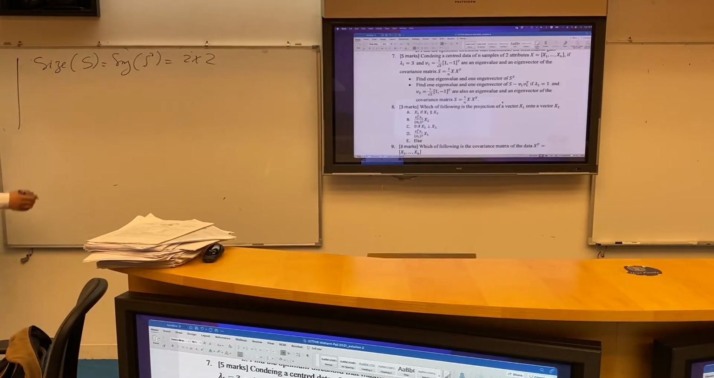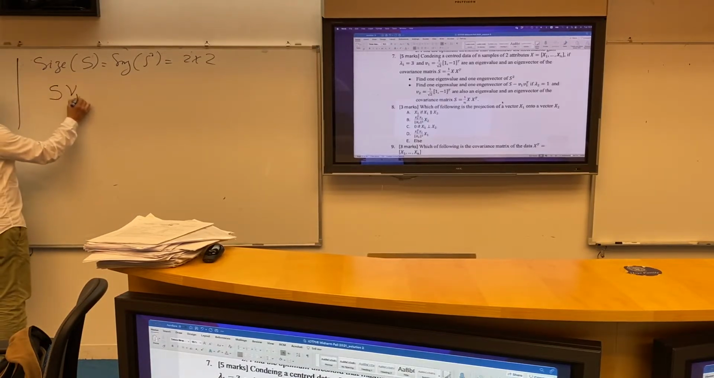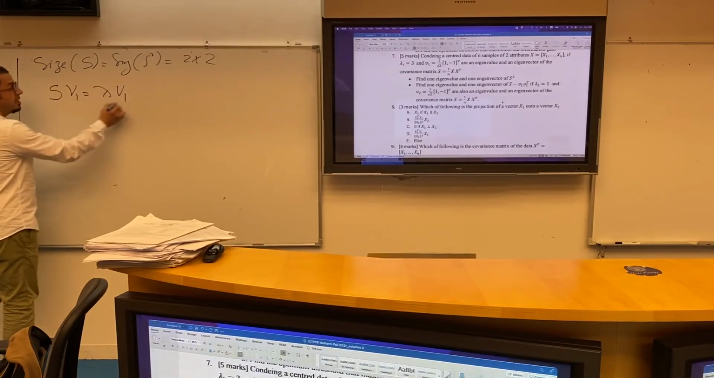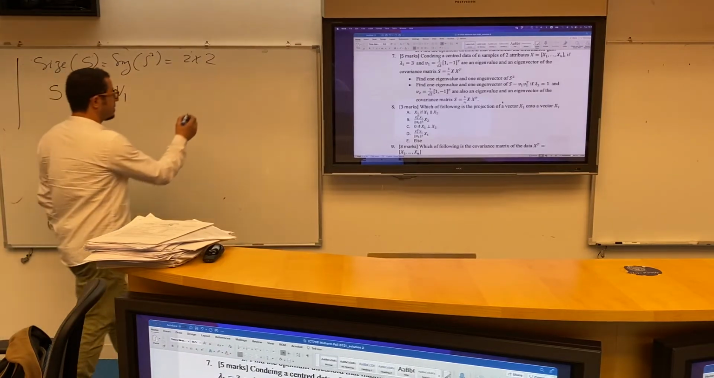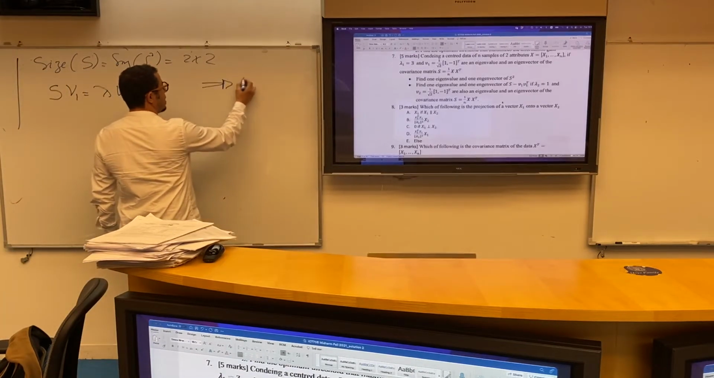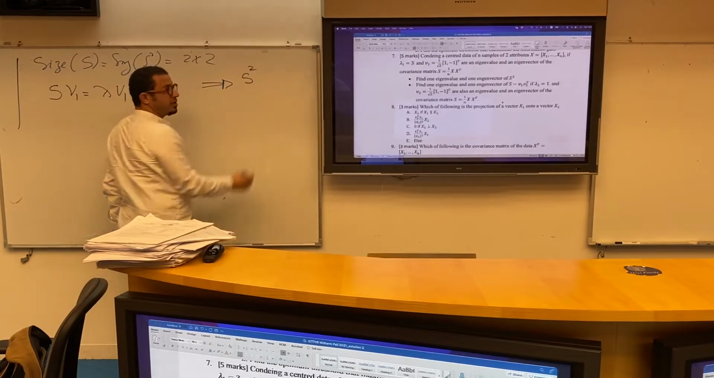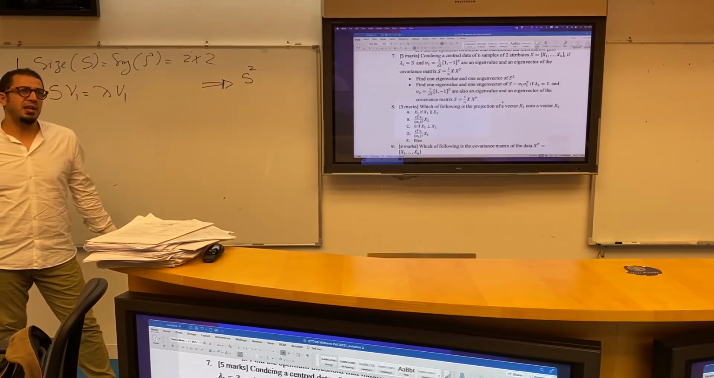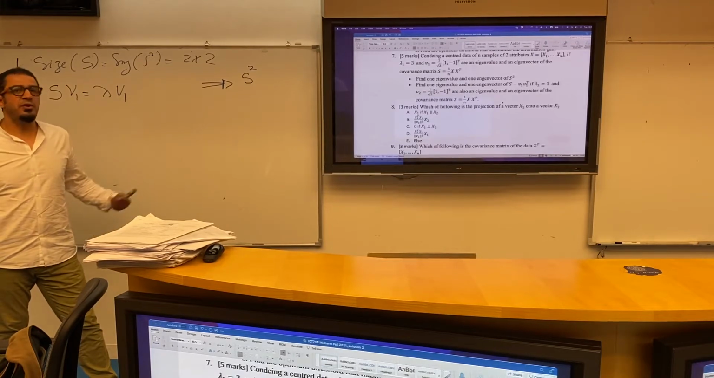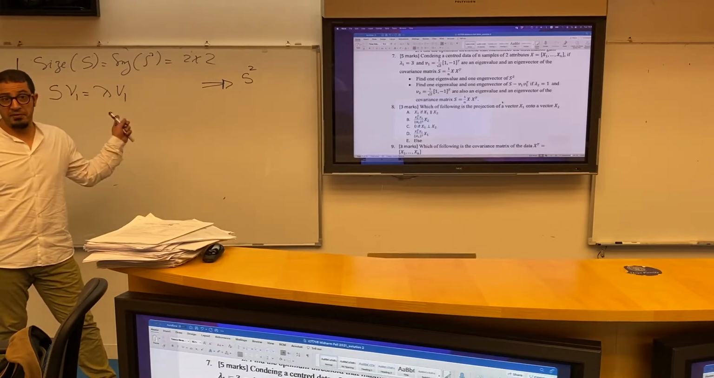So what do we have again? We have S V1, what is it? Lambda V1, right? Because it's an eigenvalue and eigenvector, by definition. What we want to find is the eigenvalue and eigenvector of S squared. First of all, do you have any idea? We don't have S, we don't have X. So first of all, we have to check with V1, right?